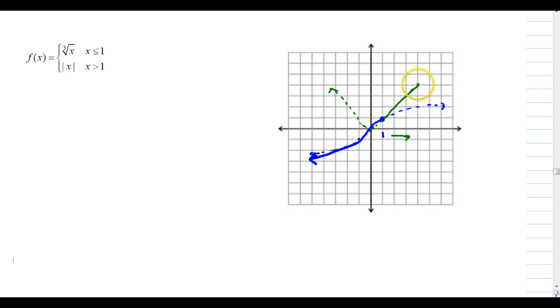So now what I'm going to do is just fill in the rest of the absolute value function to the right of 1. So this darkened blue portion up to 1, and then this darkened green portion is the rest of the piecewise function shown here off to the left. So that's the last example that we're going to cover here.